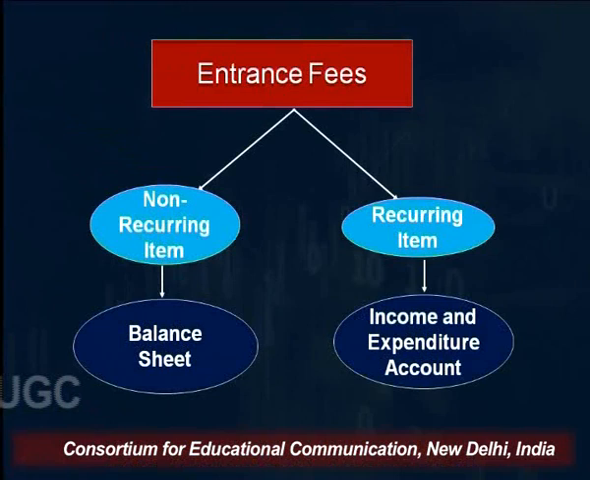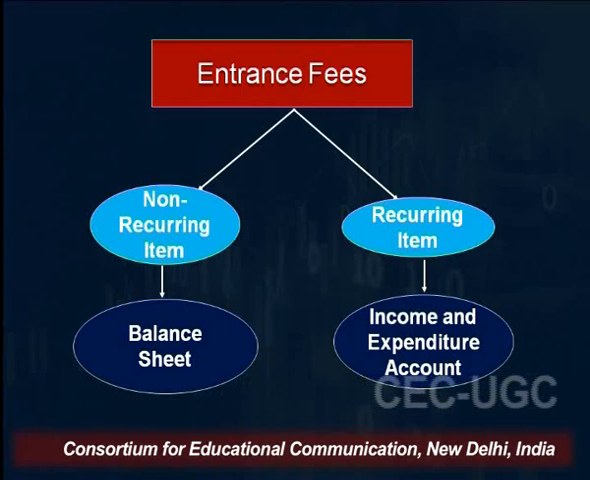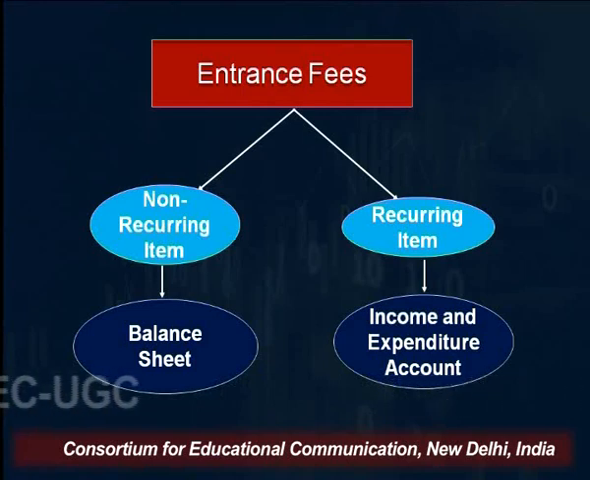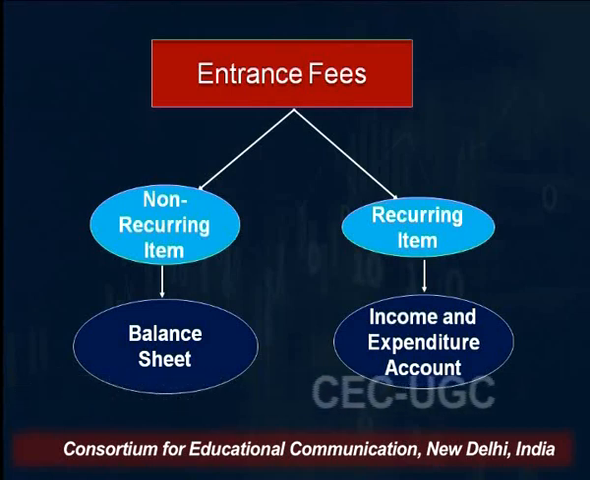So if we are treating entrance fees as a non-recurring item, in that case this would be treated as a capital receipt, and if it is a capital receipt it will be shown in the balance sheet. And if this entrance fees is received every year, in that case it would be treated as a recurring item, and this would be shown on the credit side of the income and expenditure account.